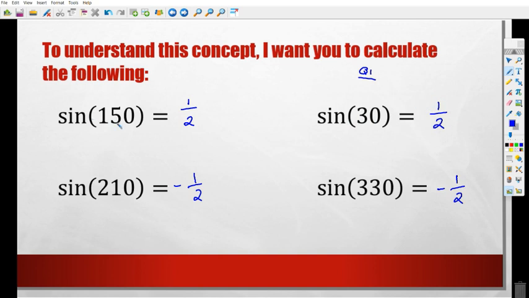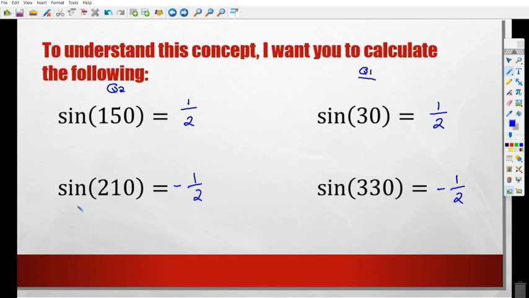If I look at sine of 150, in which quadrant is 150? 150 degrees is in quadrant 2, because we had 90 and we're in between 90 and 180. So I'm in quadrant 2, and sine is what in quadrant 2? Sine is positive. Positive a half.